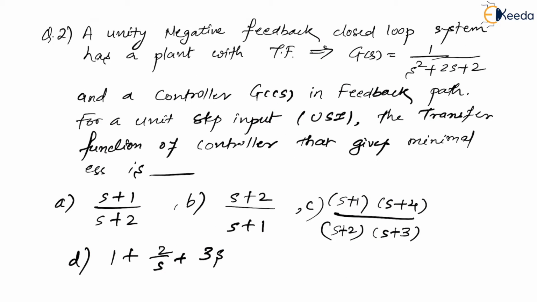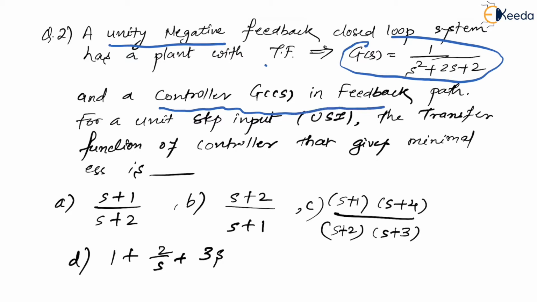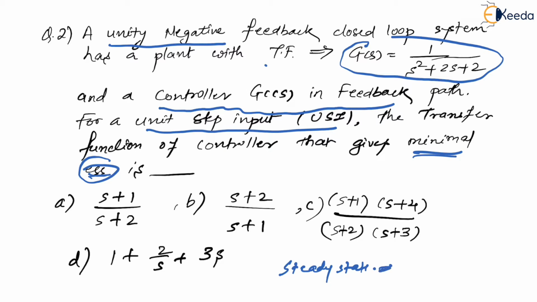Yes. A unity negative feedback closed loop control system with a transfer function. So this is the closed loop transfer function, okay? And a controller Gc of s in the feedback path, for a unit step input. The transfer function of the controller that gives minimal steady state error. Now see, here two things we need to understand. What are they expecting us to do? They are expecting us to improve the error. And error is a steady state parameter. Steady state parameter.